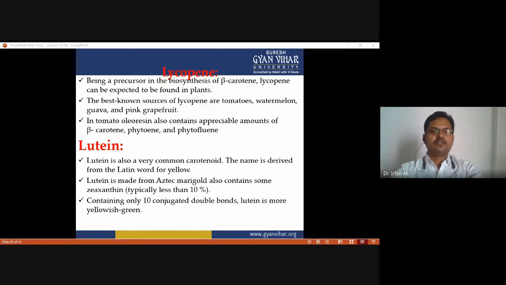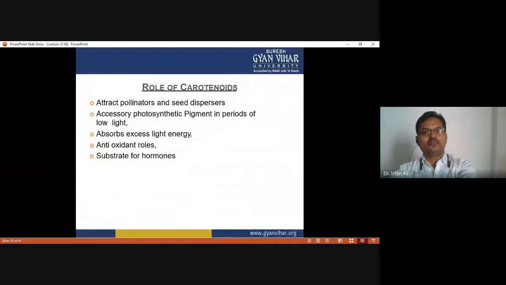And lutein is also a very common carotenoid, and the name is derived from the Latin word meaning yellow. Lutein is made from Aztec marigold, and also contains some zeaxanthin, approximately 10%. Lutein contains only 10 conjugated double bonds, and it is more yellowish green in color. So these are examples of carotenoids.